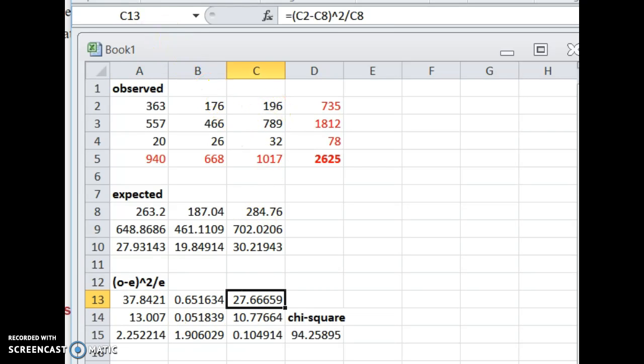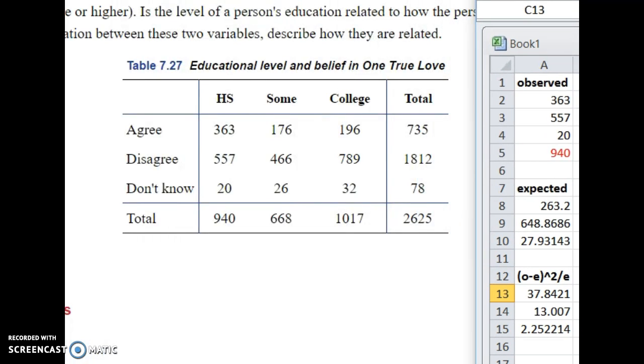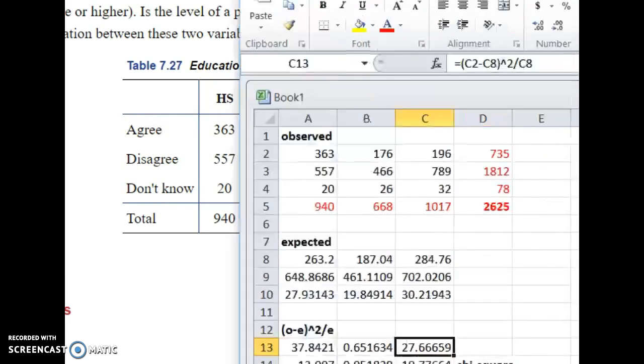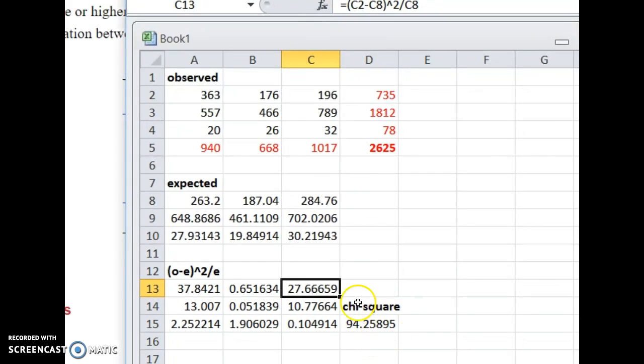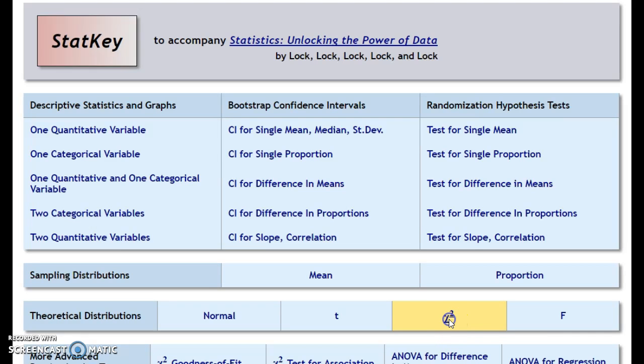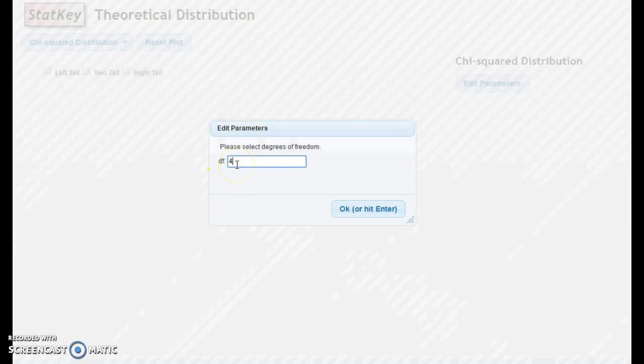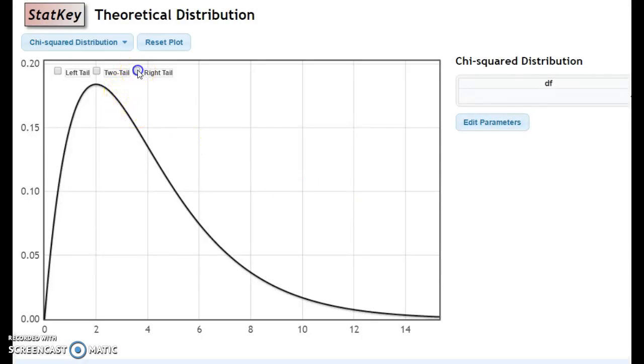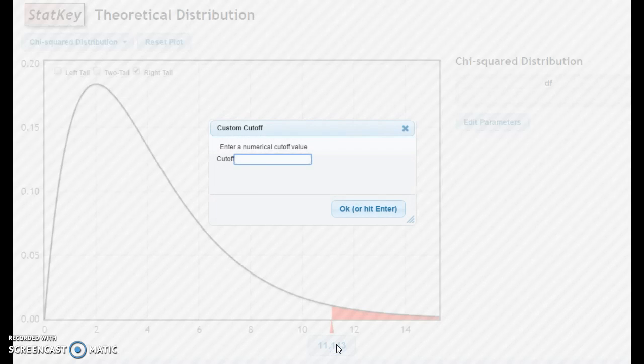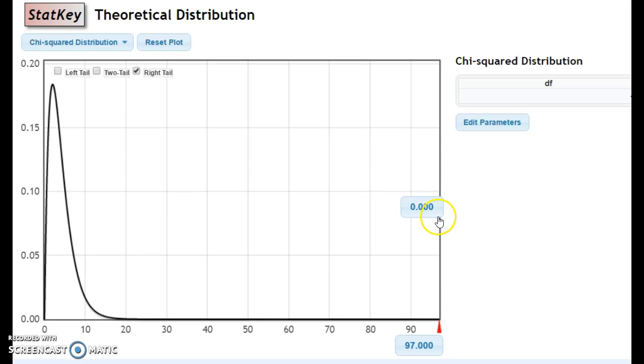So let me just go back to the original data. This was agree. High school is higher than expected. College is lower than expected, especially if we thought they were independent of agree, disagree, and don't know. So I can tell already that this chi-square value is just going to be huge, even with 4 degrees of freedom. So just come here to chi-square. I tell it 4 degrees of freedom. I say, okay, do a right tail test, and I was looking at 97 something. Let's hit 97. Yeah, p-value is 0.